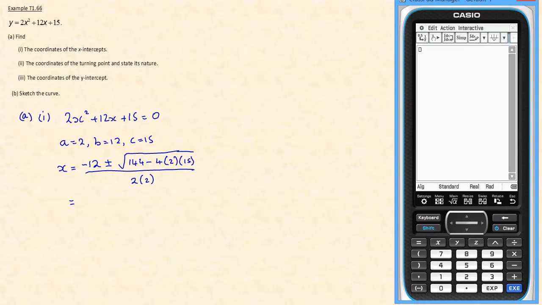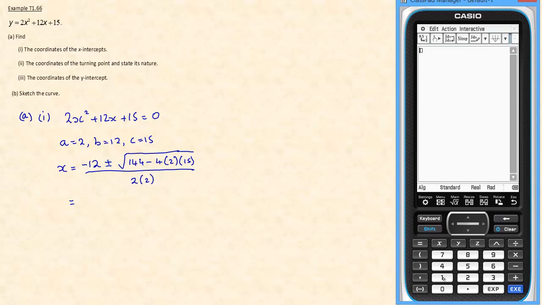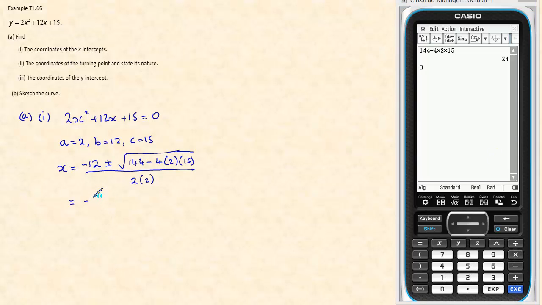So under the square root we have 144, take away 4 times 2 times 15, gives me 24. So I've got negative 12 plus or minus root 24 over 4. Now if I'm going to sketch this, I'm probably going to want decimal answers here.